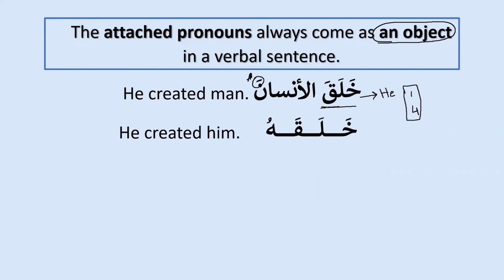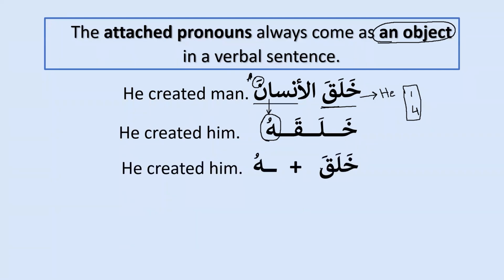Okay, now here we have khalaqal insana, and here we have the attached pronoun, which basically replaces al-insan, and it becomes khalaqahu. Now we can see that insan has been replaced with the attached pronoun, and now we can see that the attached pronoun is mansub. Of course, the ending will not change because the attached pronouns are mabni, but here it is the receiver of the action. So whenever the attached pronouns are used with the verb, they will always be mansub.